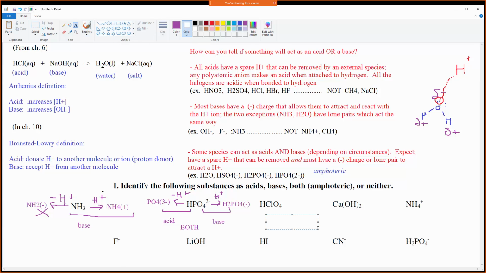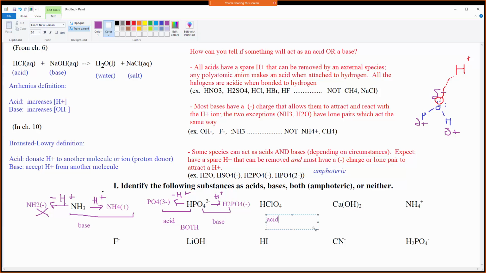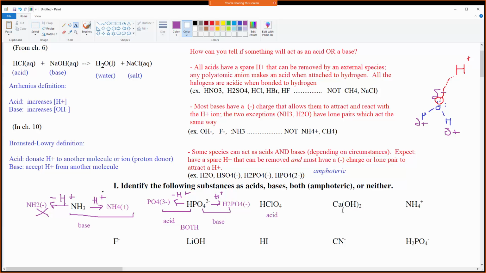Acid. Yeah. It doesn't have a negative charge to attract another hydrogen, and there's only two exceptions to that rule, and this is not one of them, right? So it's just going to be an acid. Good. What about calcium CaOH2 here?